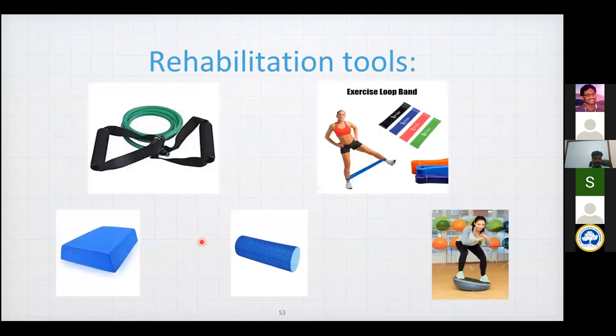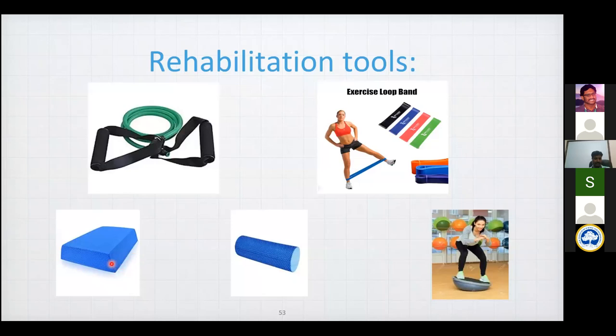So the rehabilitation tools that we generally use in our clinic, this is a TheraTube. These are small loop resistance bands. These are large loop resistance bands. These are thicker. So they are all color coded. So the resistance increases with the colors.